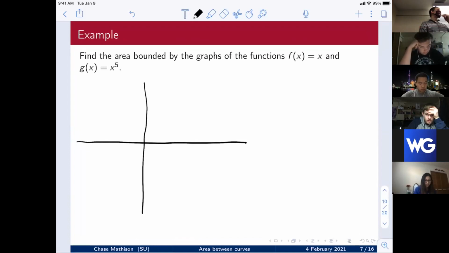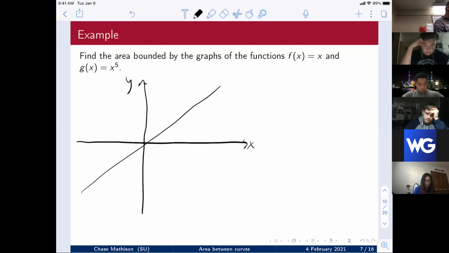So y equals x is a really easy one. What does y equals x look like? You can describe it in words if you want, or even draw it in the air. Yeah, Mark got it. It's just a diagonal line, right? This is y equals x. It goes through the origin clearly.